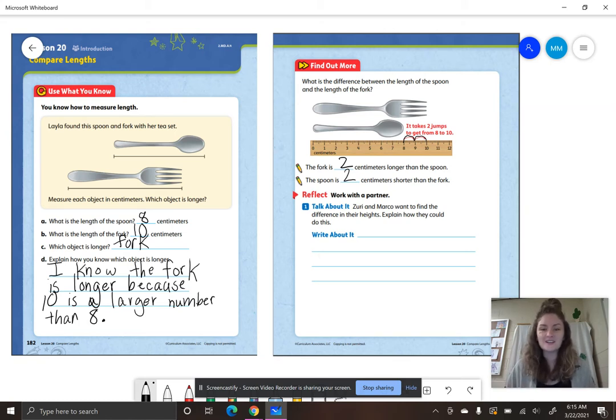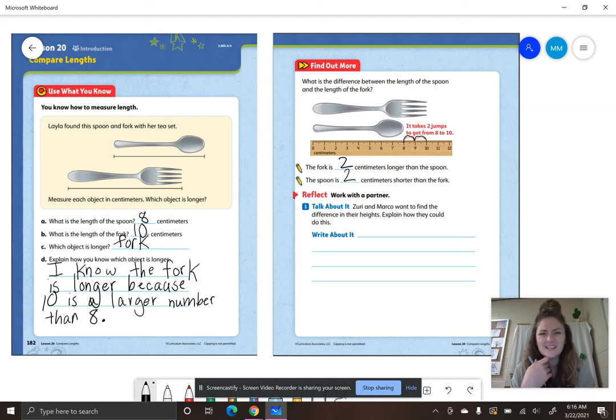All right, and let's look at our last question. It says Zuri and Marco want to find the difference in their heights. Explain how they could do this. Ooh, I'm going to read that again. Zuri and Marco want to find the difference in their heights. Explain how they could do this. All right, so the first thing that we need to think about is they want to measure who is shorter and who is taller because they want to find the difference. They want to find what is different. What is the first thing that Zuri and Marco could do?